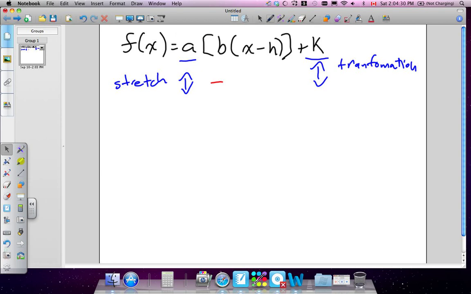where B and H deal with the horizontal. Okay, B deals with the stretches horizontally, and H deals with movements or transformations.